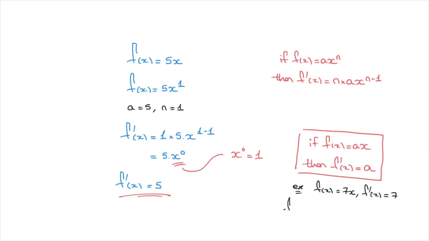Or say we have f of x equals 3x, then its derivative function would be f dash of x equals 3. And even f of x equals x, then its derivative function would be f dash of x equals 1. Now, as you can see here, it's worth making a note of this special case. When the power of x is equal to 1, we can simply get rid of the x altogether when we differentiate.